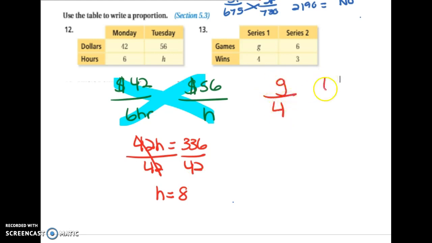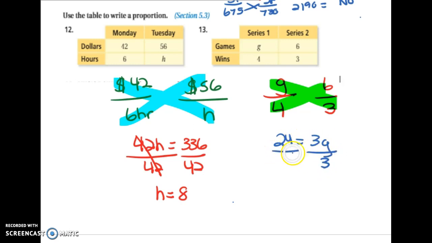Same thing over here. G over 4, 6 over 3, cross product property that. 24 equals 3G. Get G by itself, divide by 3. Divide by 3, 8 equals G.